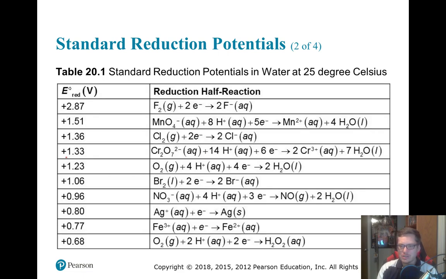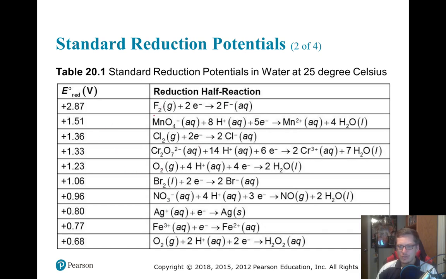Here's a bunch of reduction potentials, nicely listed from high to low as we go. This is the reduction potential for all of these reactions. Notice that they're always reduction potentials, where we're adding electrons. Reduction is gaining, right? OIL RIG. We're gaining electrons in all of these.